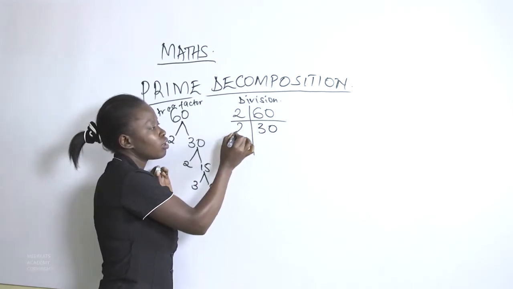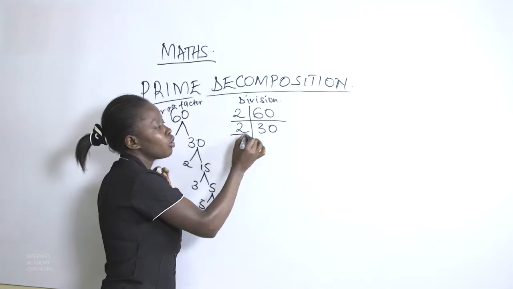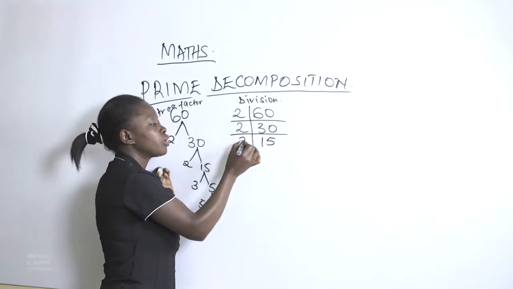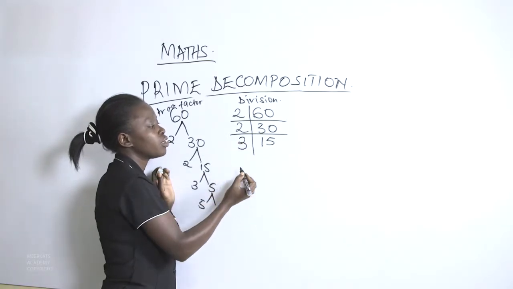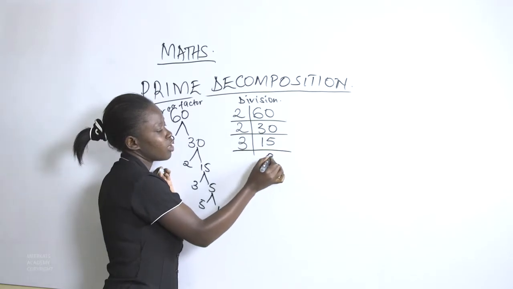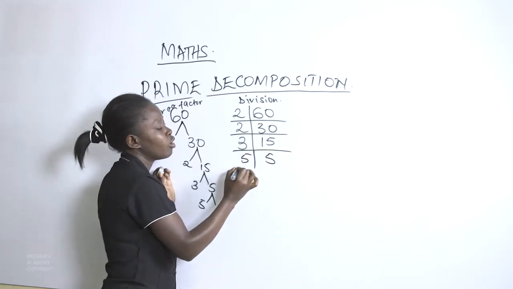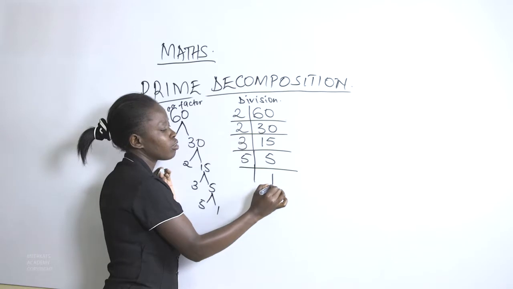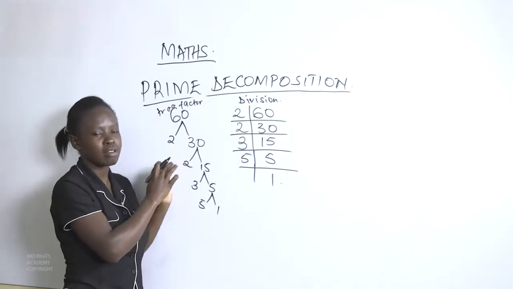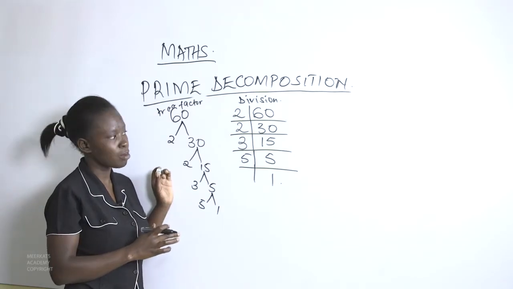Then the next is still 2. 2 into 30, we have 15. Then we have 3. 3 into 15 will give us 5. And finally, we have 5. 5 into 5 is 1. So we have either this option or this. It still gives us the same result.